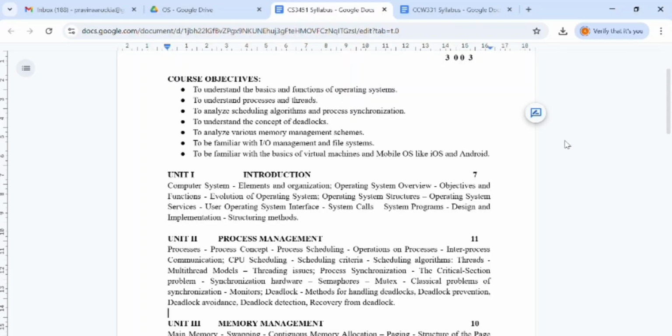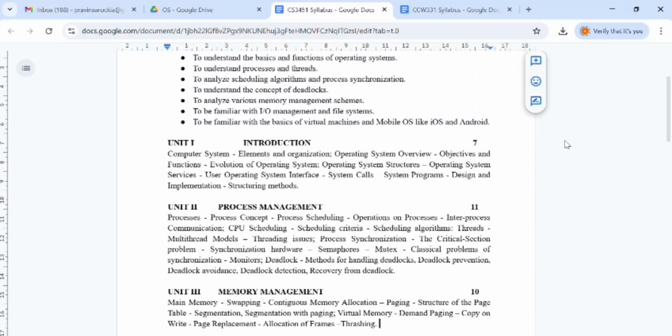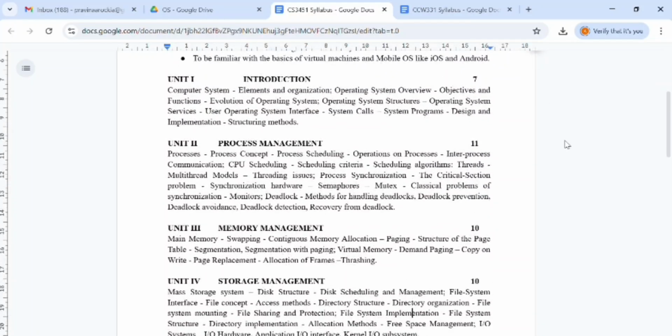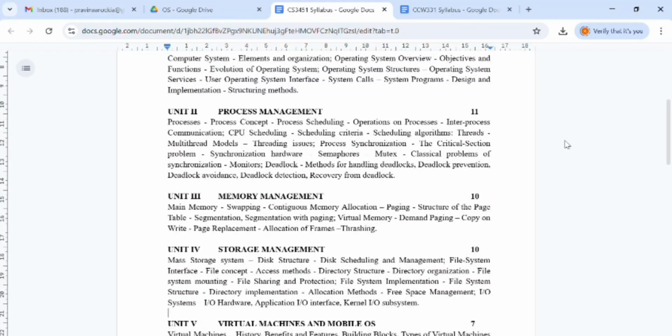The second unit is purely related to process management. A process is nothing but a program or application that we are running in the computer. At present, we can execute more than one process in the computer at the same time. That is known as multitasking, so that has to be managed properly.